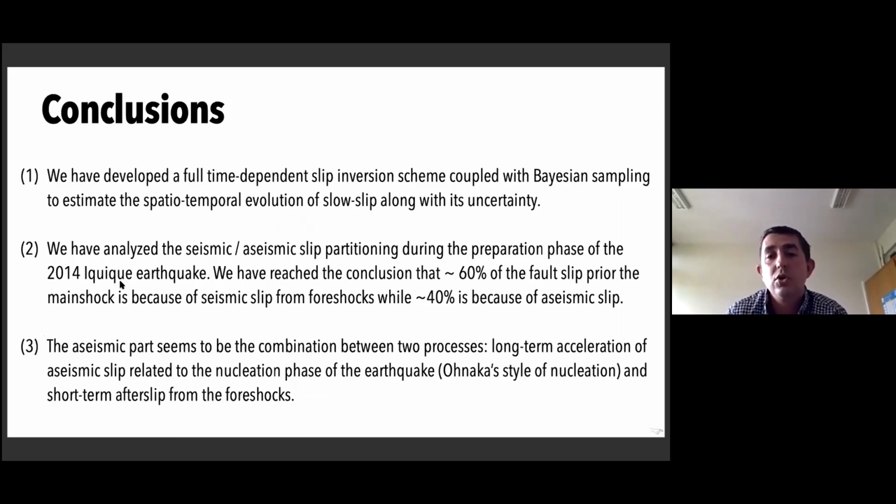And one of the conclusions that we reach is, at least at some point, about 60% of the slip seems to be rather seismic, while 40% seems to be more aseismic. So this kind of favors the mix between seismic and aseismic slip that, for example, Cato has proposed, and it is in the rather same range of values.